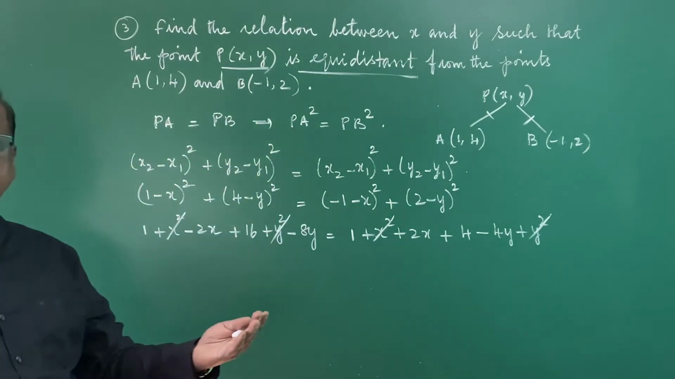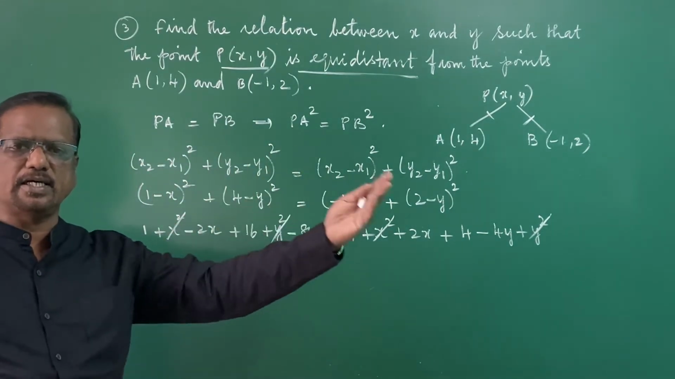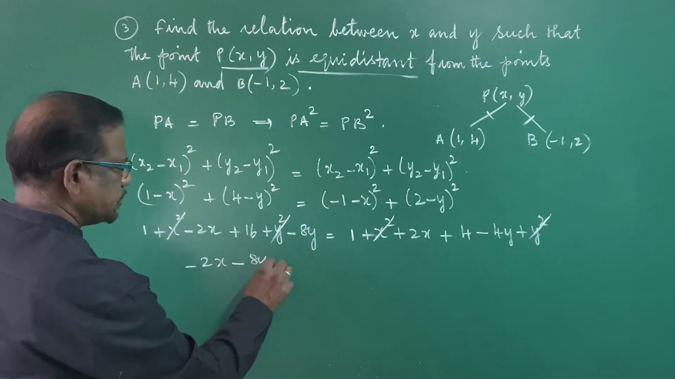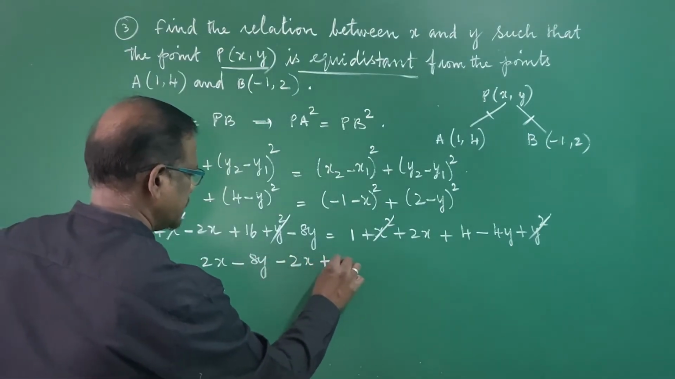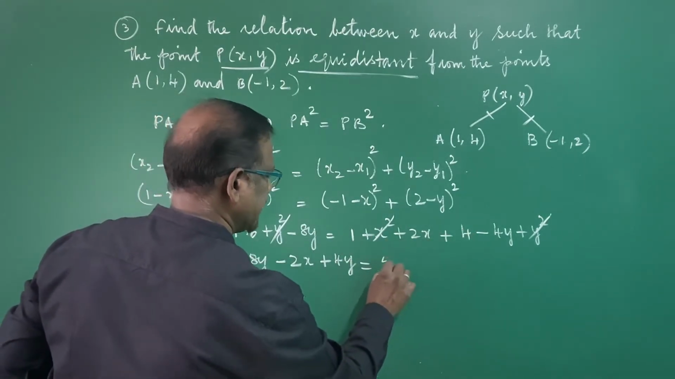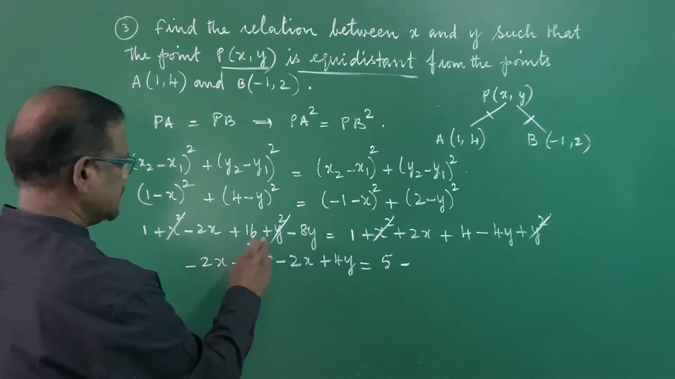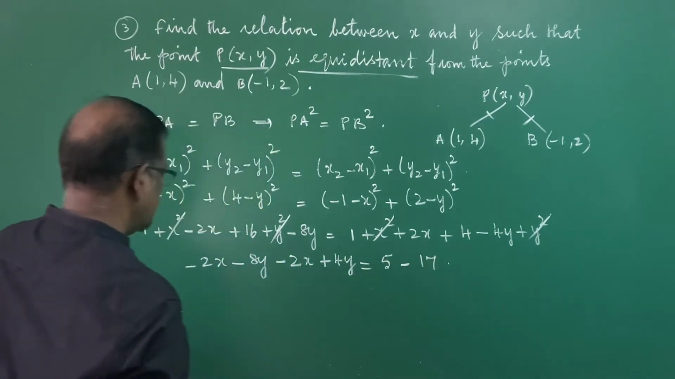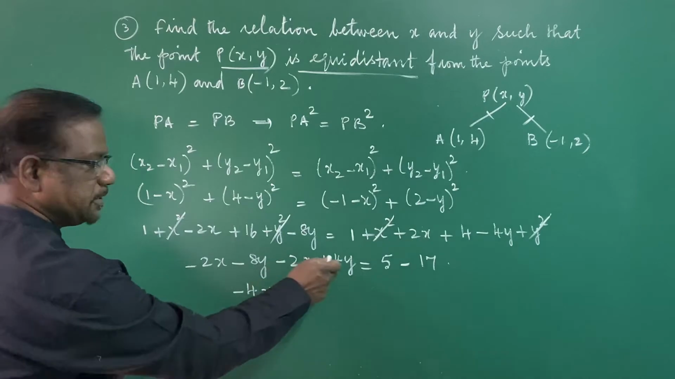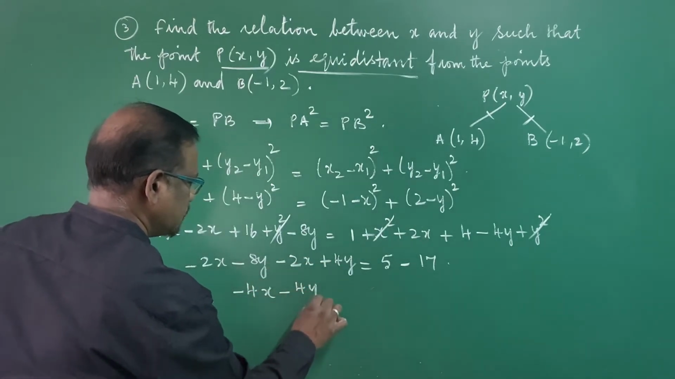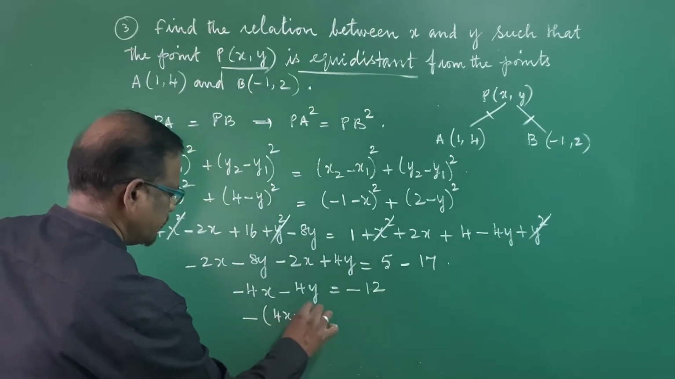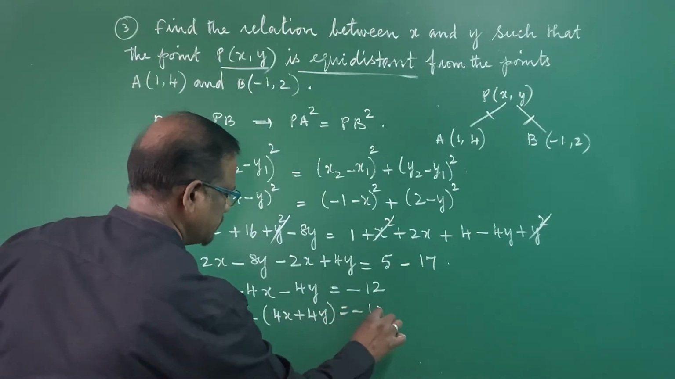Let us collect all the variables to one side and all the constants to the other side. You have got minus 2x minus 8y minus 2x plus 4y is equal to 1 plus 4, 5 minus 17. So minus 2x minus 2x we get minus 4x, minus 8y plus 4y we get minus 4y is equal to minus 12. It is minus of 4x plus 4y is equal to minus 12.